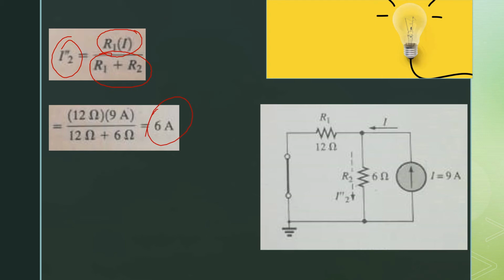ampere. Now from the figure you will see that this I2 double prime is flowing in the downward direction. So both the currents are flowing in the downward direction.